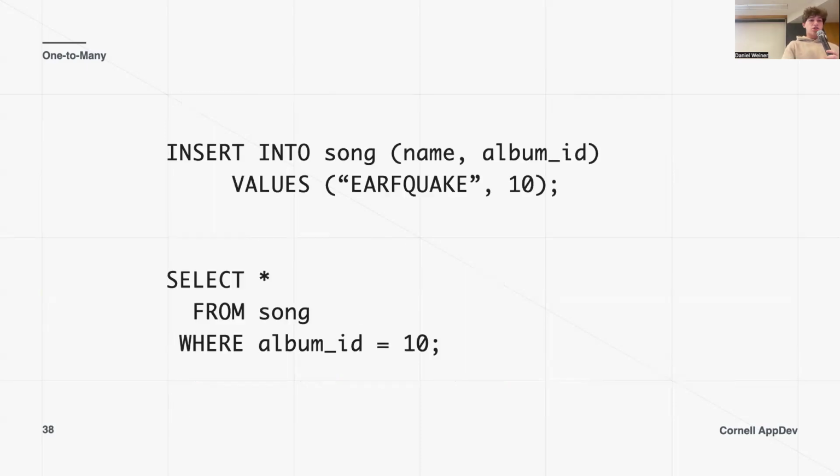And then for our insertion, we insert into the song table with the name Earthquake and album ID 10. So again, specifying exactly which ID the song relates to in the album table. And if we wanted to get all the songs, remember the keyword select with the asterisk, and we say select asterisk from song where album ID equals 10. So basically that takes the album ID, which has ID 10, so in this case it would be Igor, and it gets all the songs which belong to that album.